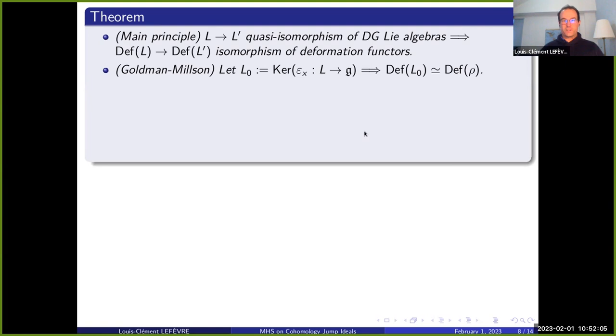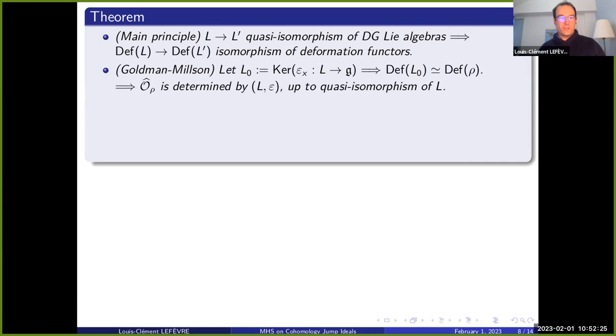So this theorem of deformation theory is just a formal deformation version of the usual correspondence between representations and flat connections, which has a consequence that in principle you can determine the complete local ring by just the data of your Lie algebra and the augmentation, but you can also change L by quasi-isomorphism.